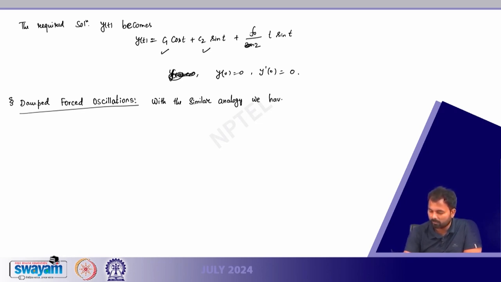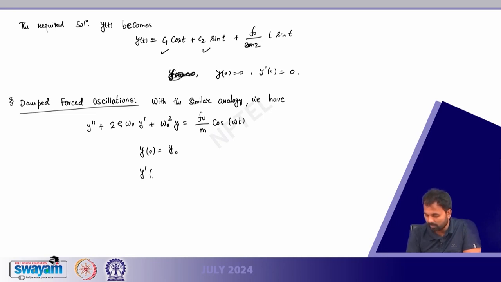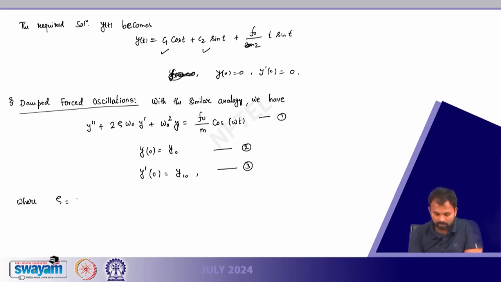we have y double dash plus 2 zeta omega 0 y dash plus omega 0 whole square into y equals f 0 by m cos of omega t, and y at 0 equals y 0 and y dash at 0 equals y 1. Let us call these equations 1, 2, 3, where our zeta is gamma by 2 square root of km, and omega 0 squared is simply k by m.